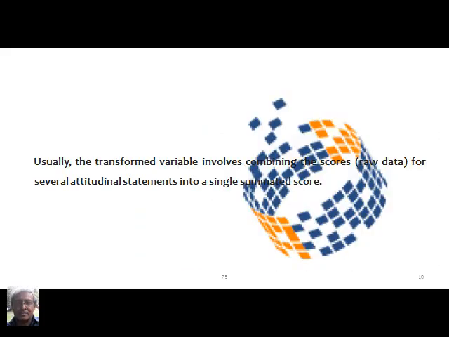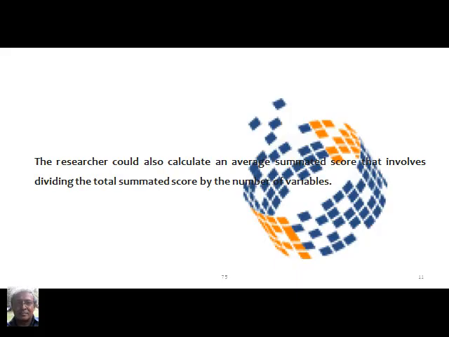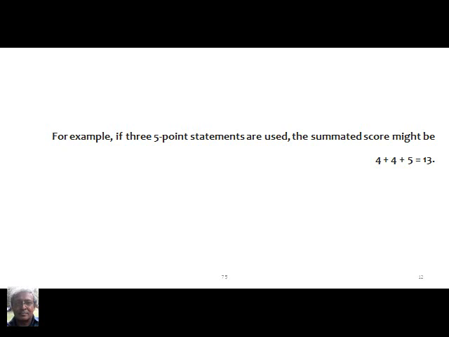Usually, the transformed variable involves combining the scores, raw data, for several attitudinal statements into a single summated score. The researcher could also calculate an average summated score that involves dividing the total summated score by the number of variables. For example, if 3 5-point statements are used, the summated score might be 4 plus 4 plus 5 equals 13. Using the average summated score, the result becomes 4 plus 4 plus 5 equals 13, divided by 3 equals 4.3.